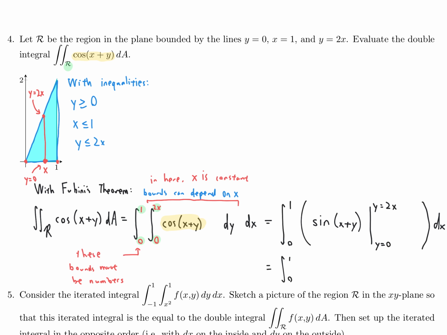We're going to get, leaving what's on the outside alone, sine of, looks like 2x plus x, so sine of 3x, minus sine of x plus 0, so sine of x. Now what I want you to notice here is that all of the y's have disappeared. We just have x's left, which is great because we have to do an integral with respect to x in the next step.